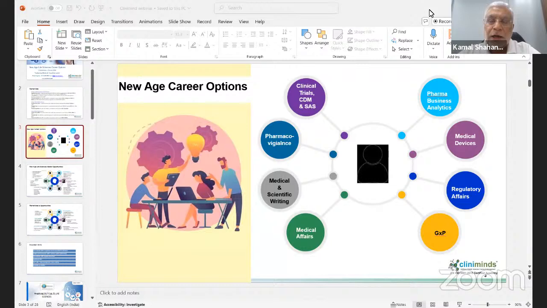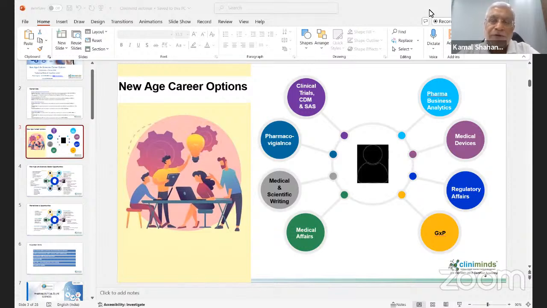Then in clinical operations, there's a whole spectrum of growth. So if you pick this area just alone, clinical trials, there is a career for an entire lifetime, 30, 35 years, till whatever time you want to work. You can continue to grow into the senior positions, both horizontally and vertically, within the organizations, outside the organizations.